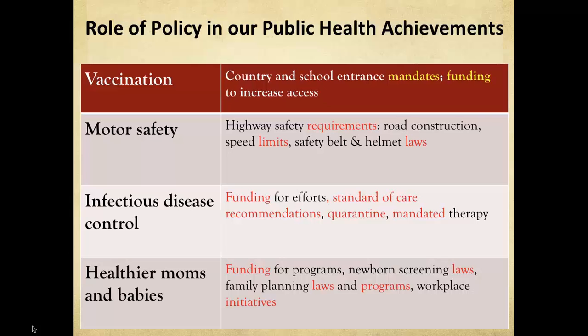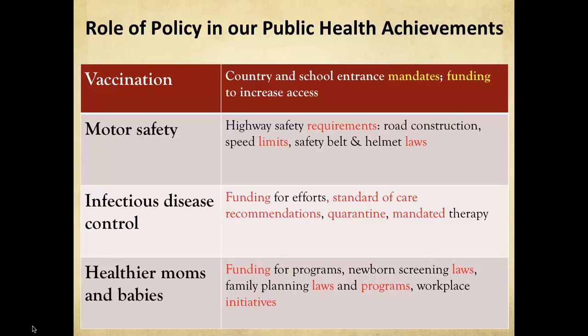So let's take a look at a few of these examples. Let's take vaccination. The role of policy would be mandates and funding to increase access. The function of policy would be to increase access through school health requirements, for example, school entrance requirements. You must vaccinate your child against this or that, such as MMR: measles, mumps, rubella. We're talking also about human papillomavirus, and there's a variety of positions on that. But these are all about increasing access.